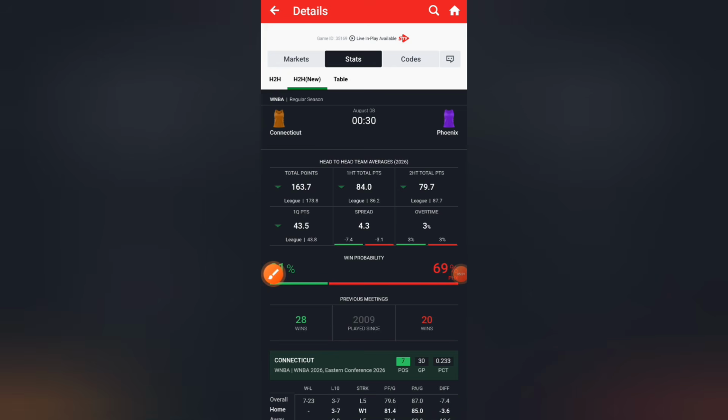So that is very simple, but it will be very difficult for you to see games like that every time. And most times, the odd line that you'll be seeing will be around maybe 1.2. You won't be able to get big odds using that particular strategy, but the accuracy is very, very high.